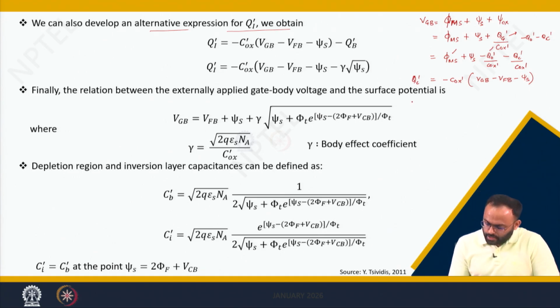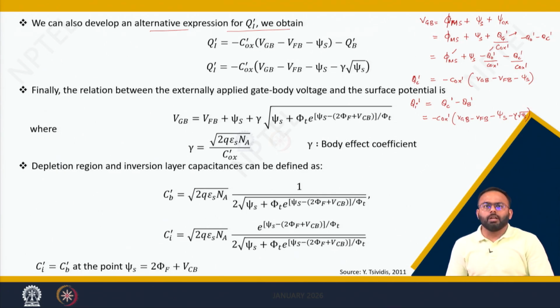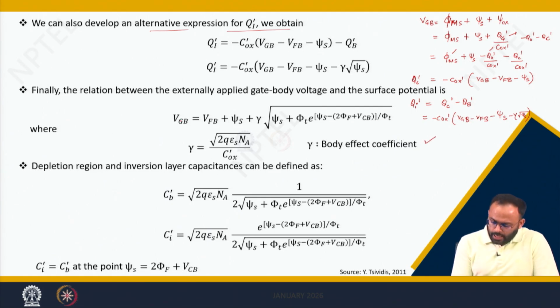Again, if I am interested in inversion charge, I can rewrite this inversion charge as Qc dash minus the bulk charge, where Qc dash is the total channel charge, and hence you get minus Cox dash, you take common, and you will get Vgb minus V flat band voltage minus psi s minus gamma times root psi s, where gamma is nothing but the body effect coefficient. We have already discussed this in detail. If you put this back in the equation of Vgb, you will get a closed form equation of Vgb.